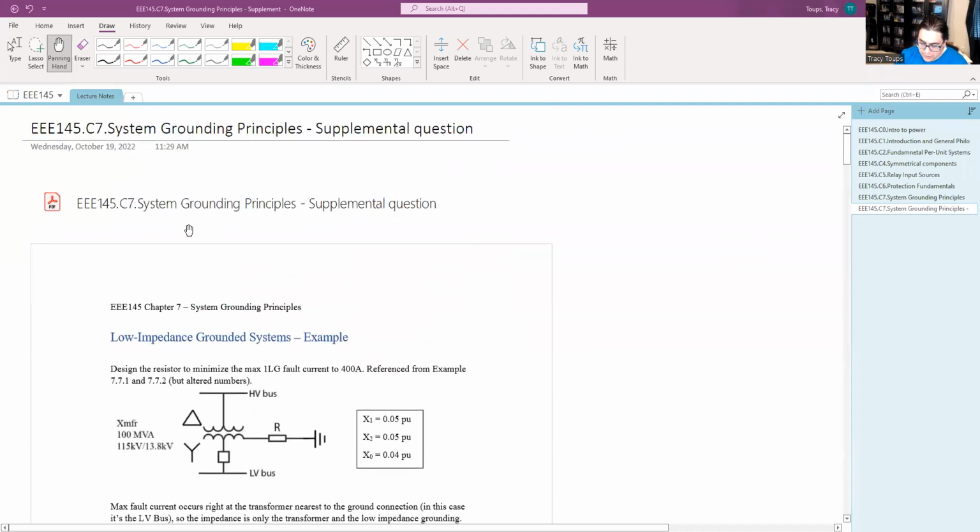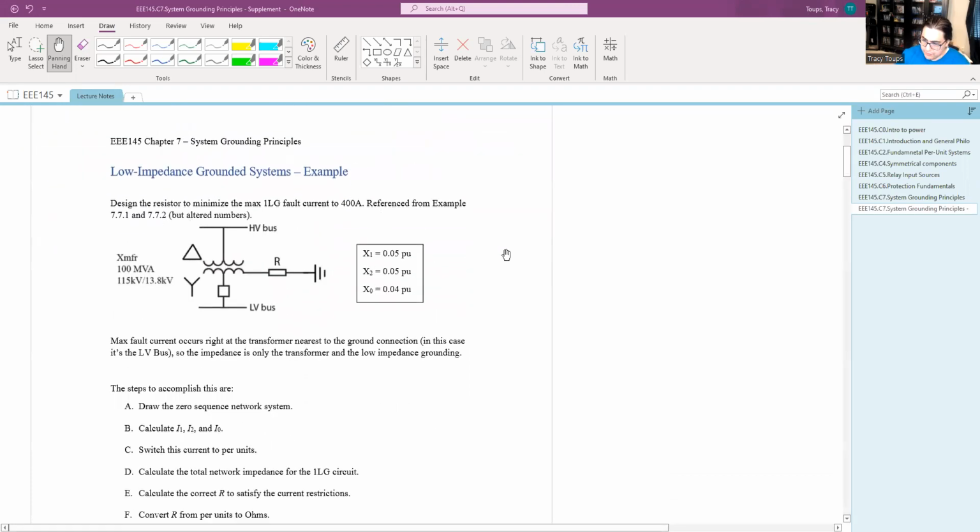You're probably going to see this in the quiz or the homework this week as well, so this will be a good additional reference for that, okay? So let's go ahead and get started. I made a new PDF, a supplemental PDF. This is a Chapter 7 System Grounding Principles supplemental question. I will put this up on the Canvas course along with the link to this video that I'll host on YouTube.